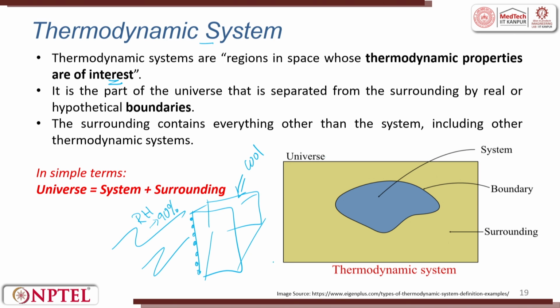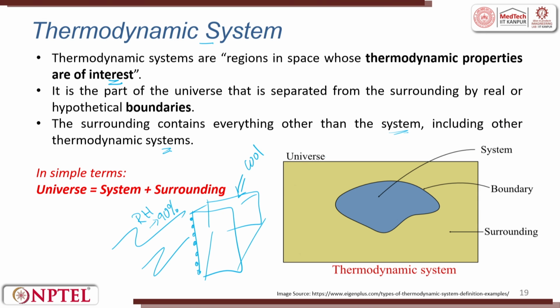If you can insulate the boundary, then you get a different performance. If you do not insulate the boundary, there are losses. These thermal losses will lead to energy inefficiency. So, the boundary is also very important, right. It is the part of the universe that is separated from the surrounding either by real or by hypothetical boundaries. The surrounding contains everything other than the system, including other thermodynamic systems.